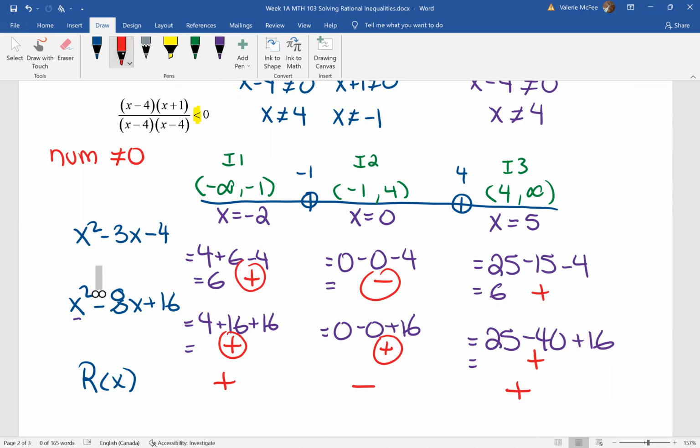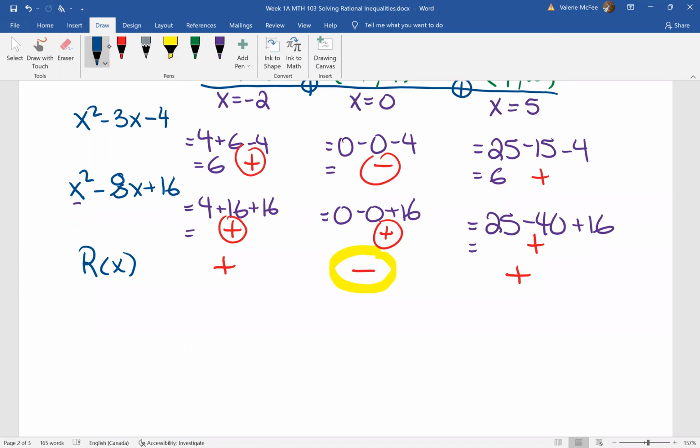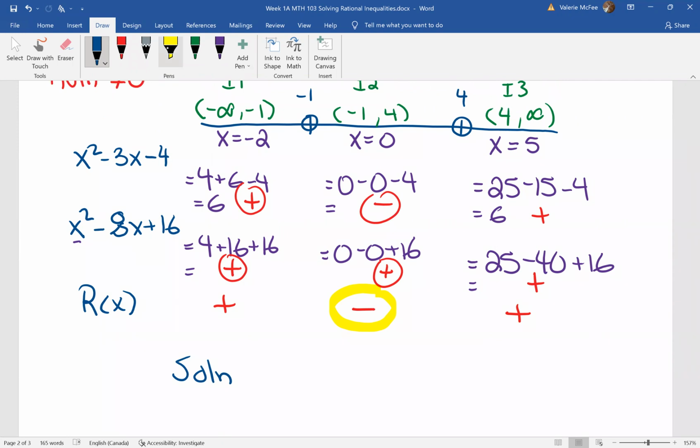Now look back at our question. We want our rational expression to be less than 0. Less than 0 means we're looking for the interval where the rational expression is negative. That means I have one solution here. My solution is that second interval, -1 to 4, open brackets.